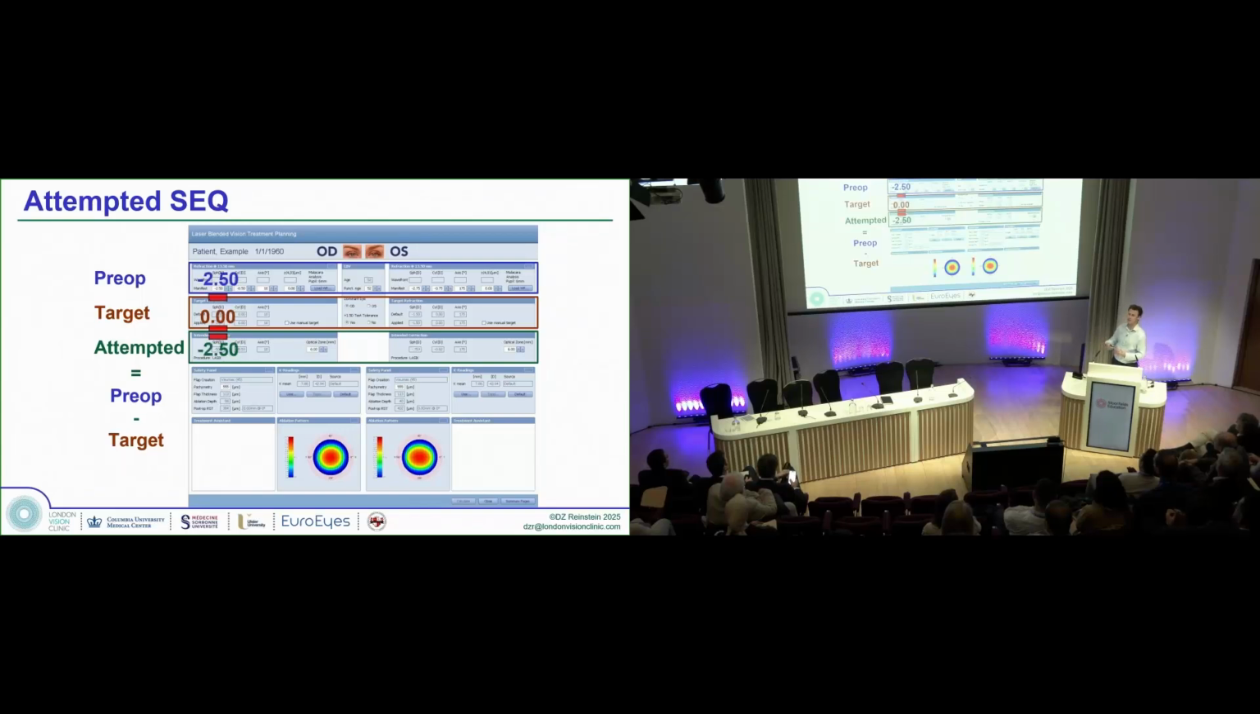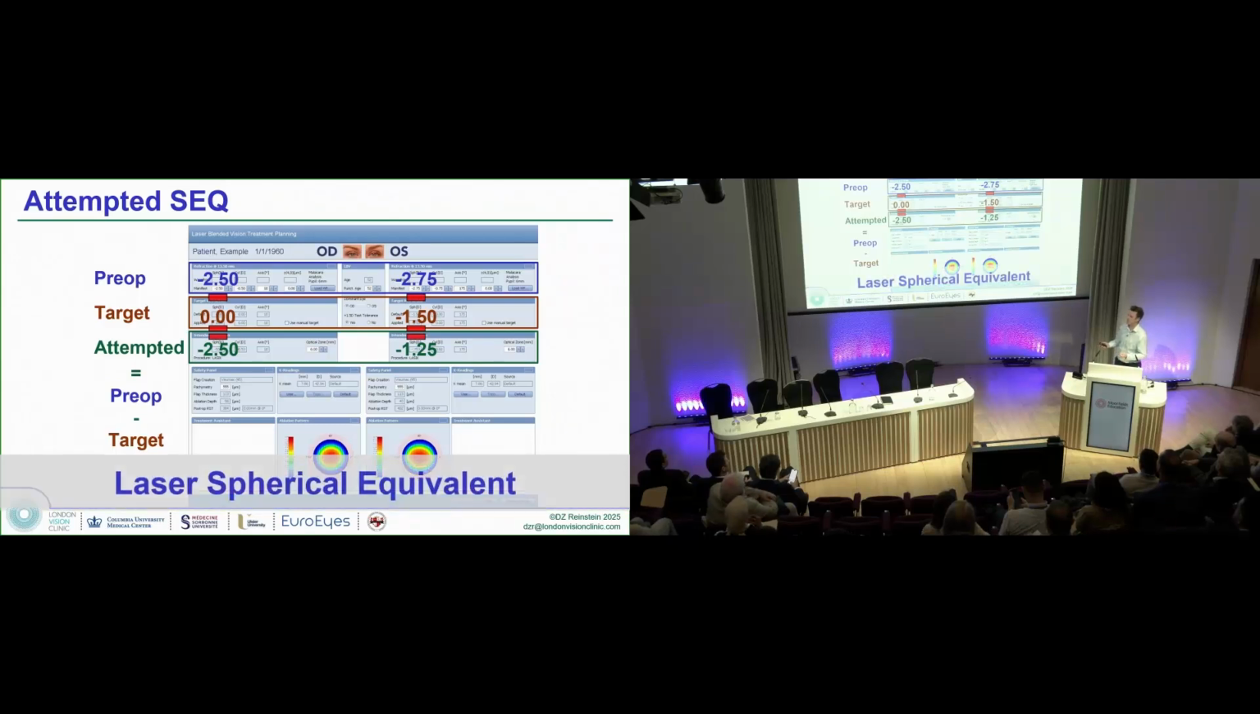Now, obviously, in a lot of cases, you're aiming for 0, so the pre-op and the attempted are the same. But there are situations, for example, if you're doing a monovision case, where your target is non-zero, so you might have a minus 1.5 target, for example. So in that case, your attempted is minus 2.75 minus 1.5, so you're only attempting a minus 1.25 diopter change. So that's an important thing to remember when you're talking about attempted correction.